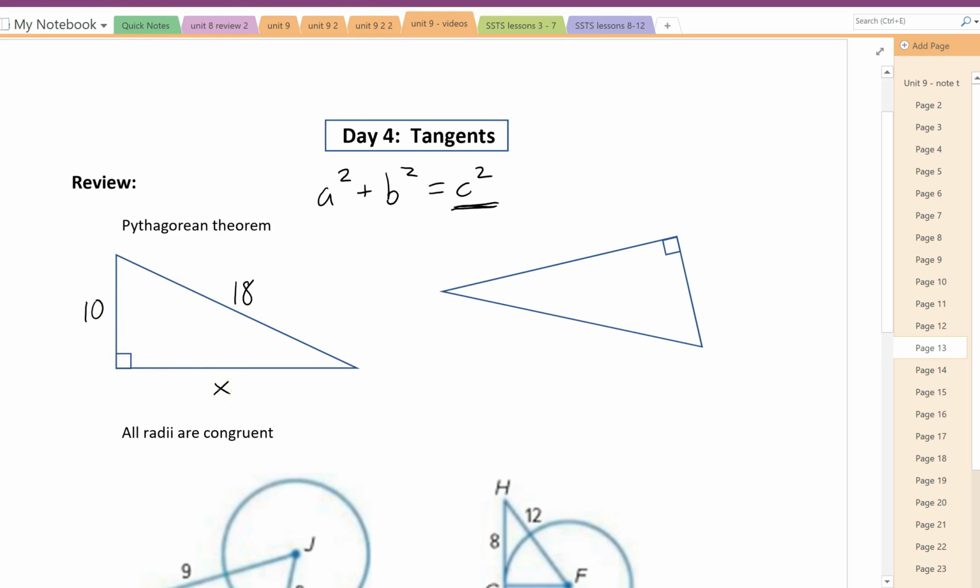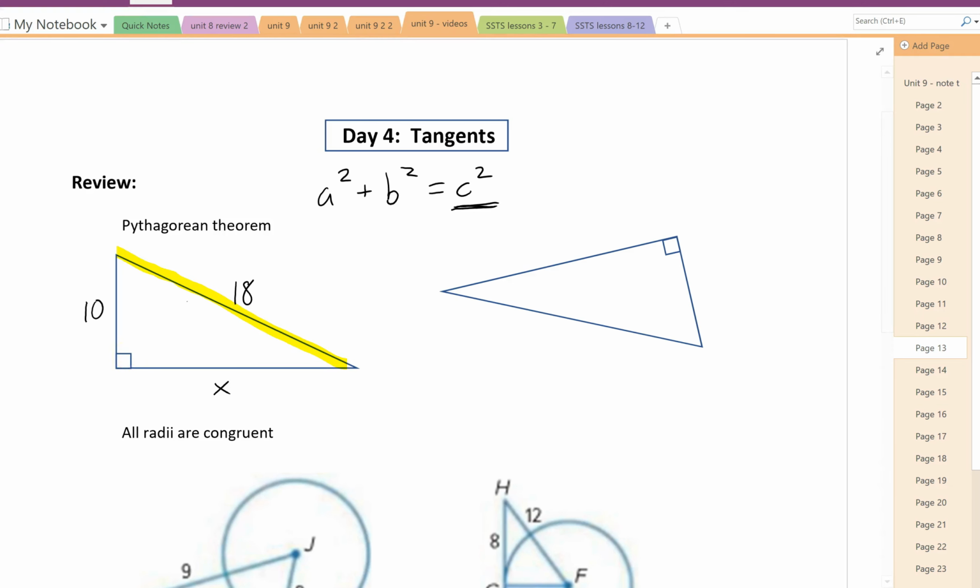The easiest way to think of it is as the side that's across from, or doesn't touch, the right angle. So this side over here, that's 18 units long, is going to be my hypotenuse because it's the one that doesn't touch the right angle down here. It's always going to be the hypotenuse.